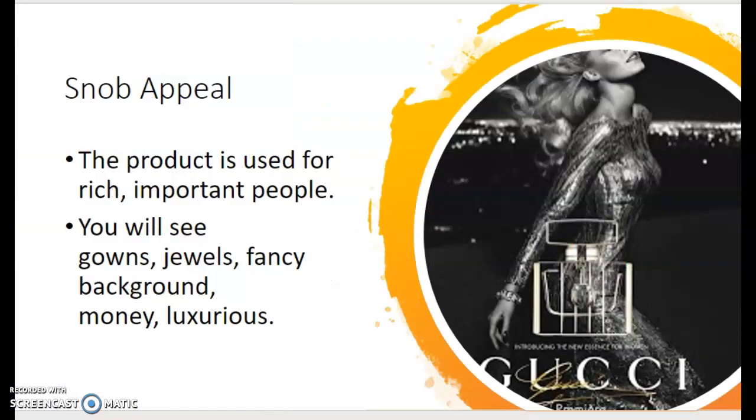If you want to support your country, then you should buy that product to support America also. The next one is snob appeal, and it sounds just how it sounds. It's when people are snobby, and they're saying that this is for the rich and important people. You'll see things like gowns, jewels, fancy backgrounds. They'll talk about money or luxuries or it being luxurious. You see this a lot in perfume ads, and in car commercials like Lexus, saying that because the rich do it, they make it luxurious. You should want to buy it too to be like the rich.